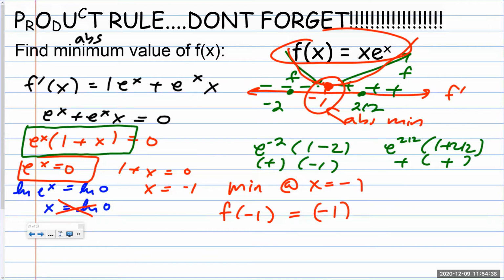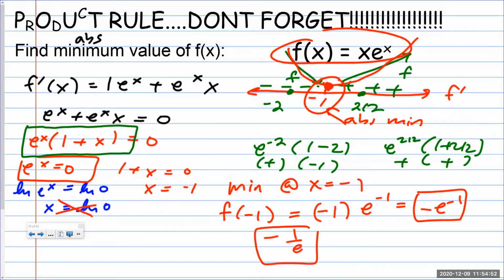So that's -1 times e to the -1. Do you see that that is -1? Well, that's really negative e to the -1, which is a great answer. Another great answer would be -1 over e. Okay? Are you guys good on this?